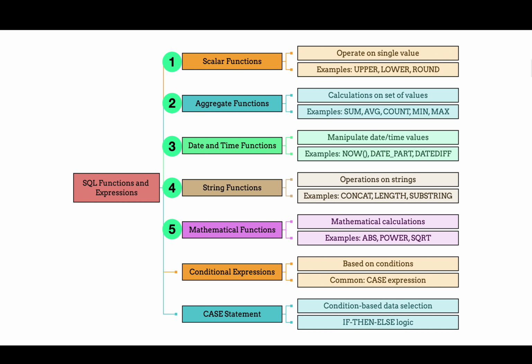5. Mathematical functions, perform mathematical calculations. Examples include ABS, returns the absolute value, power, raises a number to the power of another number, and SQRT, calculates the square root. 6. Conditional expressions, used to perform operations based on conditions. The most common is the case expression, which acts like an if-then-else statement. 7. Case statement, allows for condition-based selection of data. This is used to implement conditional logic in SQL queries.